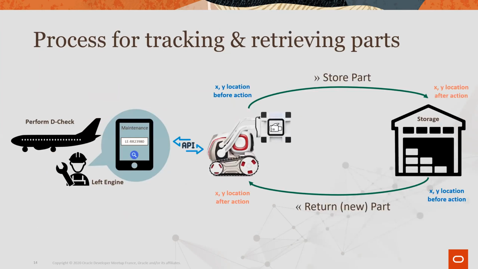So if we look at it in a way of a process, in our use case, what we want to show you is that the D-check is performed, and the maintenance engineer is working on it, and he has removed the left engine. In this case he uses his tablet, which runs a web application, and he enters, okay, this is the part number, which is ready for maintenance. Through an API call, we tell our intelligent transportation robot to pick it up at the airplane on the deck, and move it to the storage.